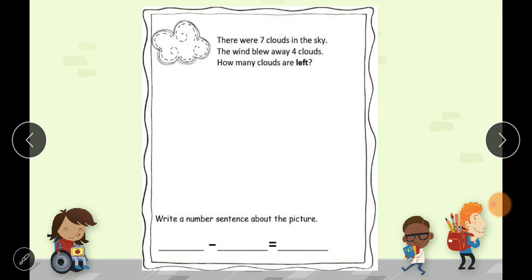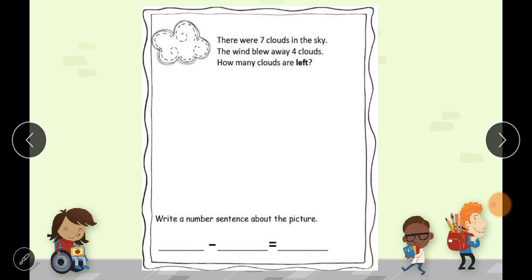There were 7 clouds in the sky. The wind blew away 4 clouds. How many clouds are left? So what are we to do here? We are to subtract. When you hear how many are left, okay, you know you are to subtract.